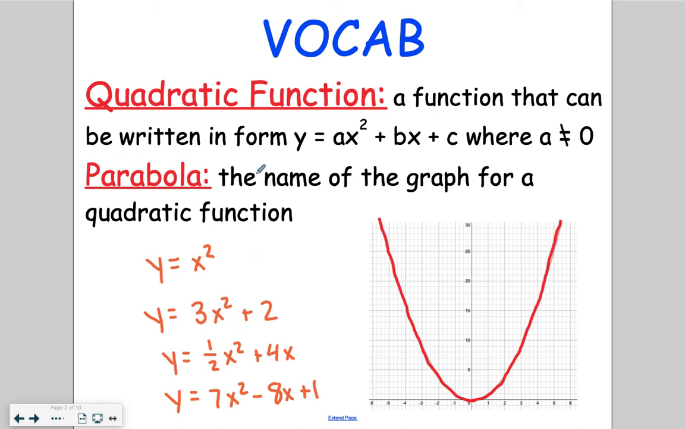The term parabola is what we use for the shape of the quadratic function. So it's this curved U shape. Some of the U's are going to be going up like a normal U. Some of the U's that you're going to see are going to be turned upside down. But all of them have this curved shape that we call a parabola.